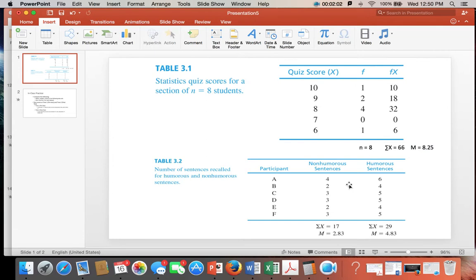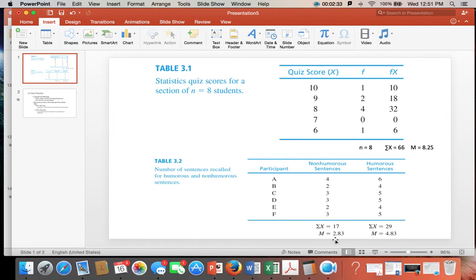In our second example, we have two different groups: the non-humorous sentence group and the humorous sentence group. To see how many participants exist in each of those groups, we have 1, 2, 3, 4, 5, 6 individuals per group. Potentially these could be the same individuals, or they could be different individuals. That really is not our concern at this point, because we're not looking at the aspect of using the same individuals or not. Here we just know that there were 6 individuals in the non-humorous group and 6 individuals in the humorous group.